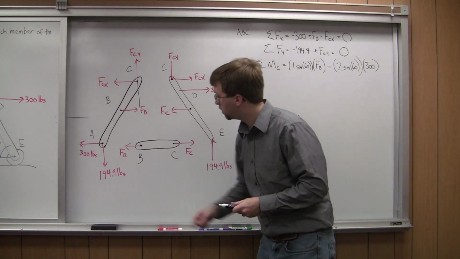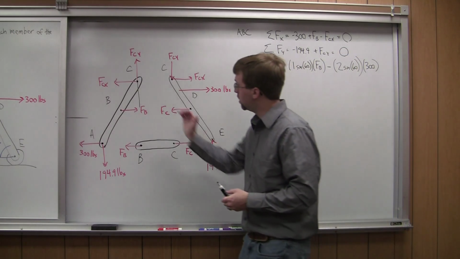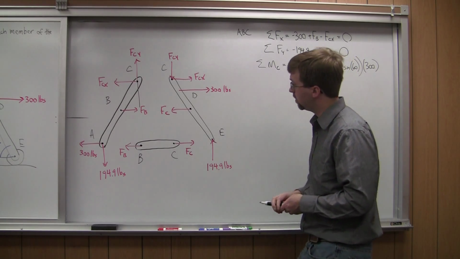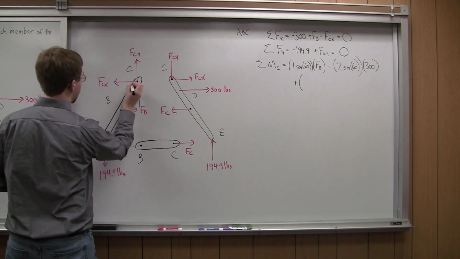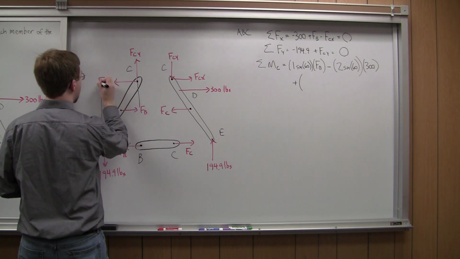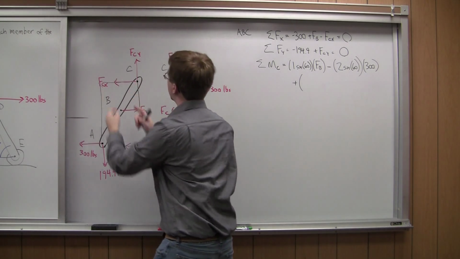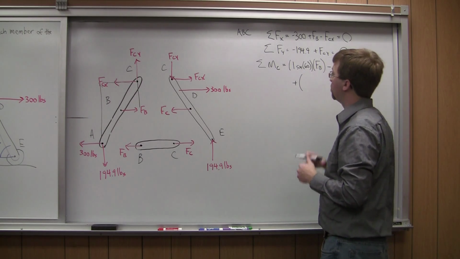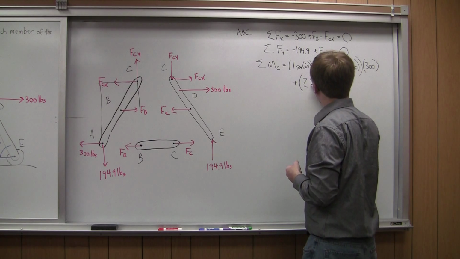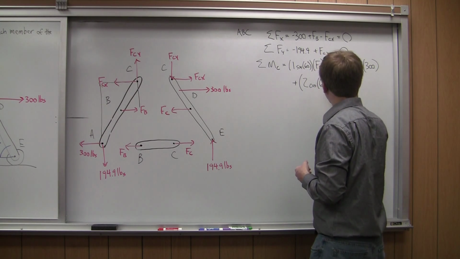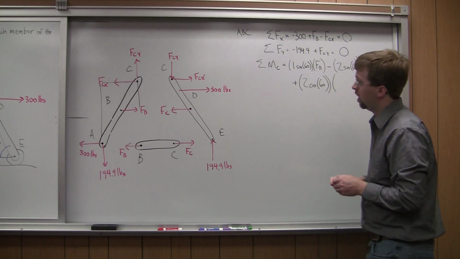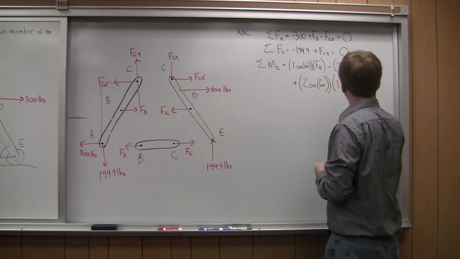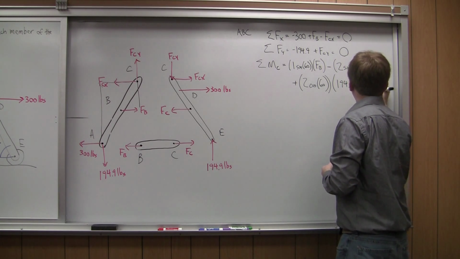And then last, I've got this 194.9. That would cause a counterclockwise rotation, so that's positive. So positive, and my distance is going to be this distance right here, the horizontal distance. And so that distance will end up being equal to 2 times the cosine of 60. And the magnitude of my force is 194.9. And so that's all my forces.